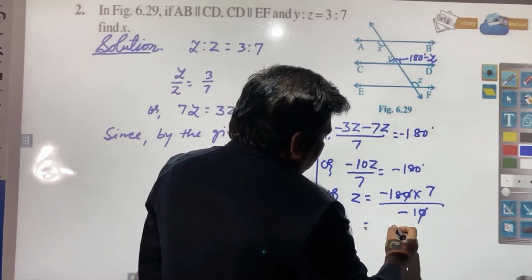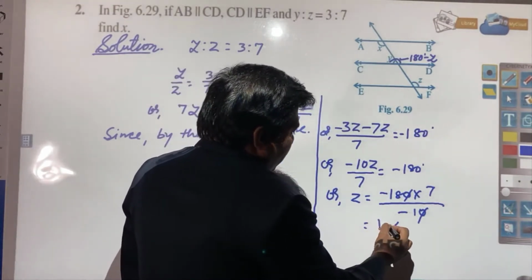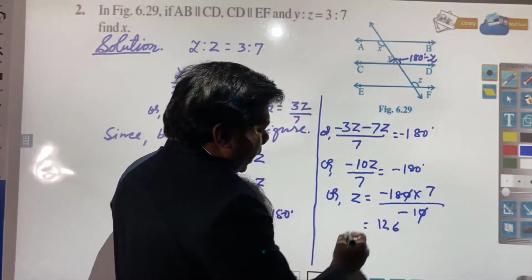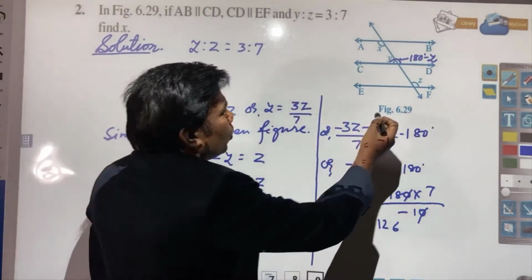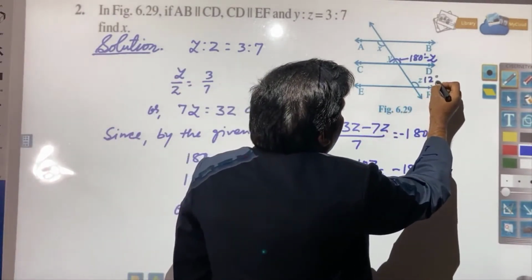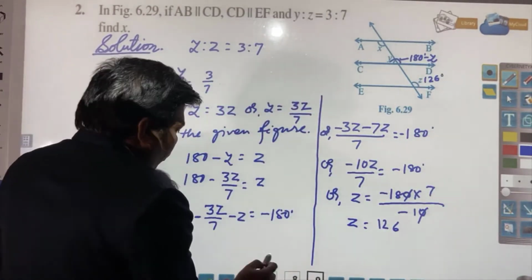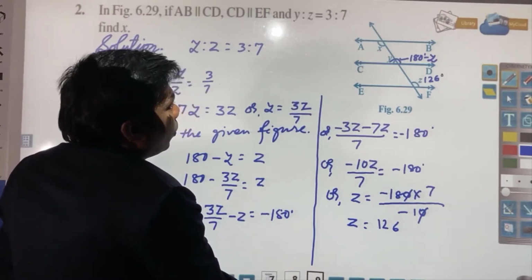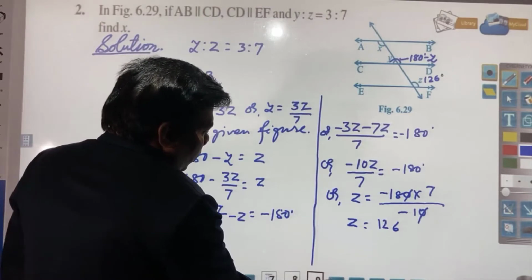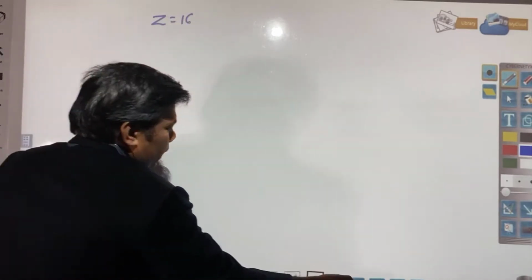So this will be 7 8s are 56, 7 1s are 7 and 5 is 12, minus and minus has been cancelled. So Z is equal to 126 degree. So Z we have got 126 degree. Now we will find out Y. So Z we have got 126 degree.